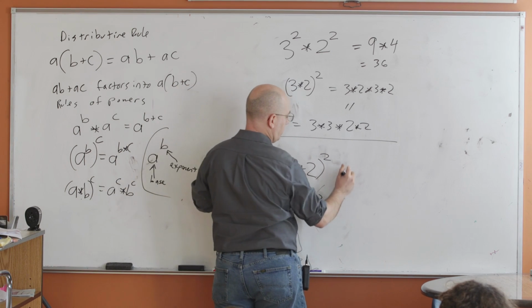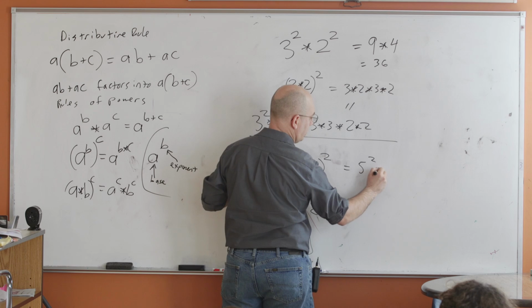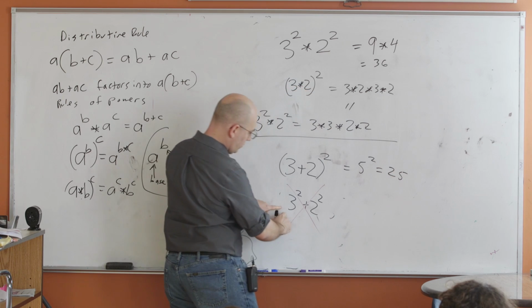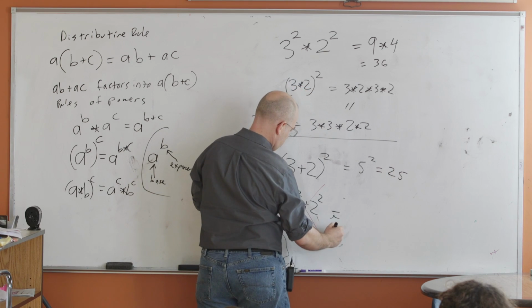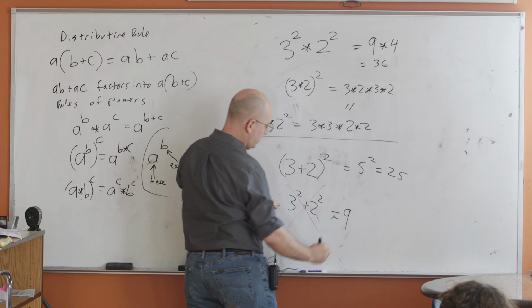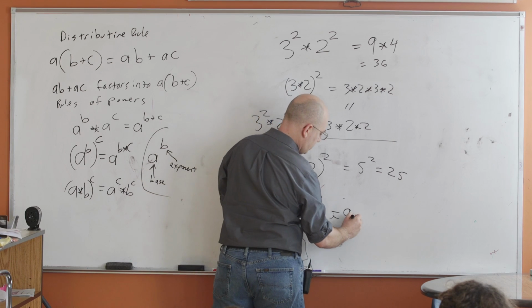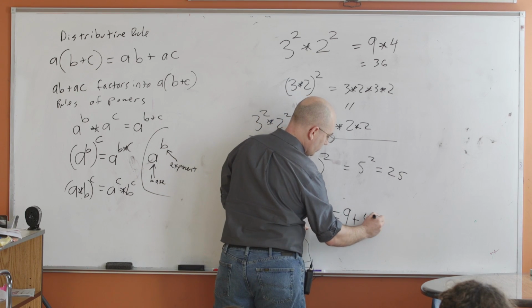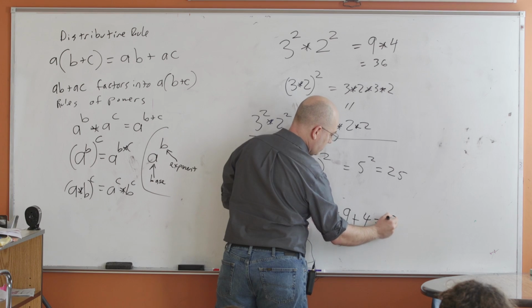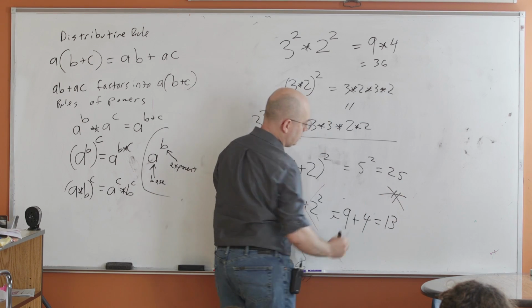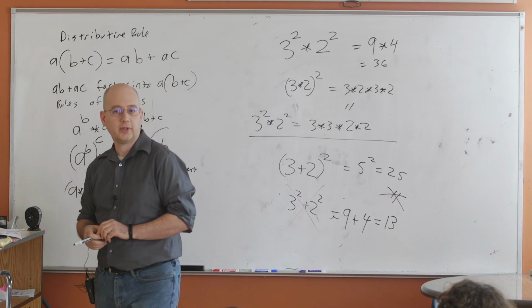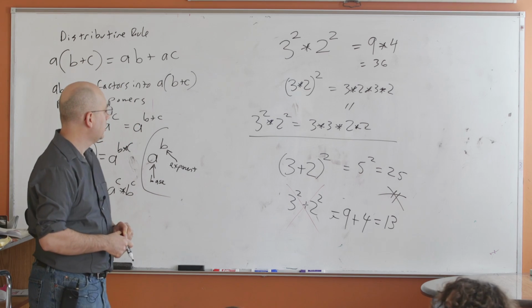So 3 plus 2 squared is 5 squared is 25. 3 squared plus 2 squared. 3 squared is 3 times 3, which is 9. 2 squared is 2 times 2, which is 4, and that's 13. And these two things are simply not equal. You simply can't do it. It's not true.